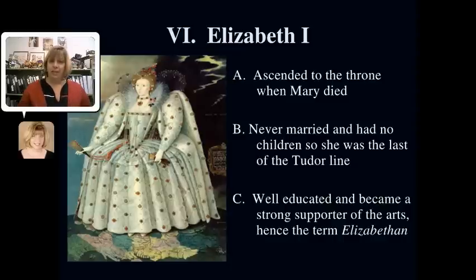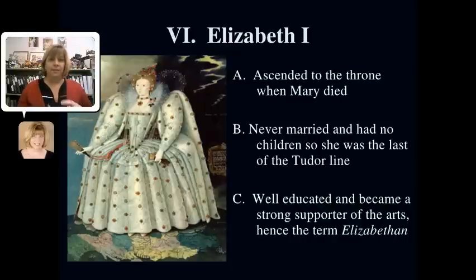In her position, she'd always had to be very careful, so she was really smart about how she wanted to govern. And when she finally ascended to the throne when Mary died, she said, okay, one of the mistakes my sister made was to marry someone else and to give up her power. So she said, I'm never going to get married. I'm not going to do that. And she became known as the Virgin Queen.